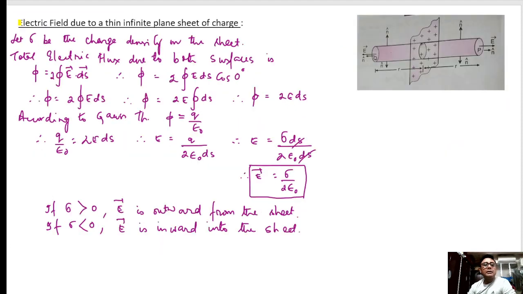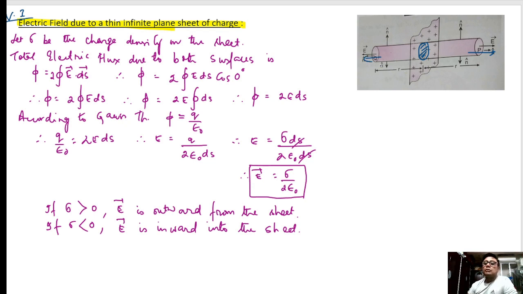Electric field due to a thin infinite plane sheet of charge. Very important topic. Very, very important topic. This is a thin sheet. As you can see, this is a thin sheet which is positively charged. So it has a surface whose normal is pointed on this side and this face normal is pointed on this side.